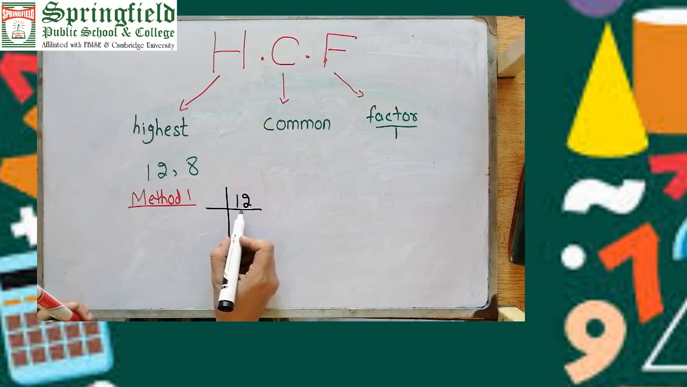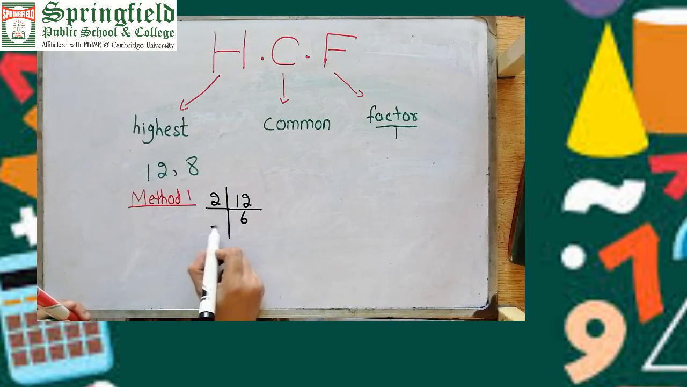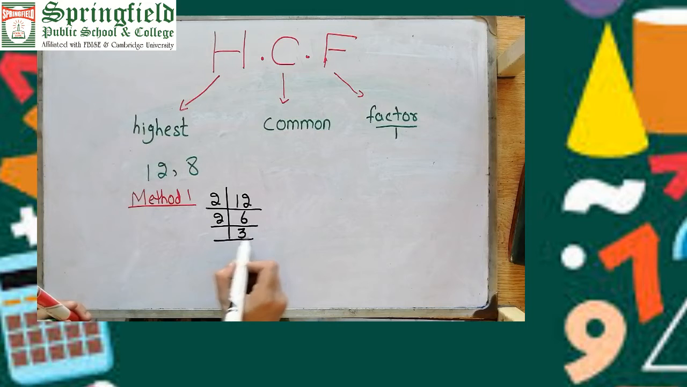12 is an even number. It means it can be divided by the table of 2. So that's why I am taking the table of 2 first. Fine. 2 sixes are 12. Again 6 is even, 6 comes in table 2. So 2 threes are 6 and 3 ones are 3. So the factors of 12 are 2, 2 and 3.